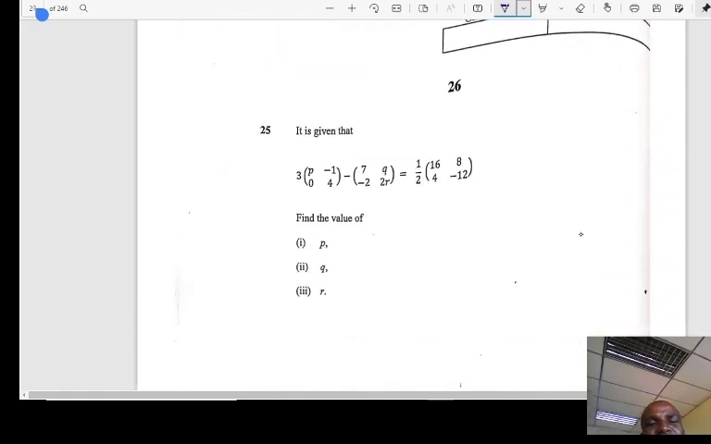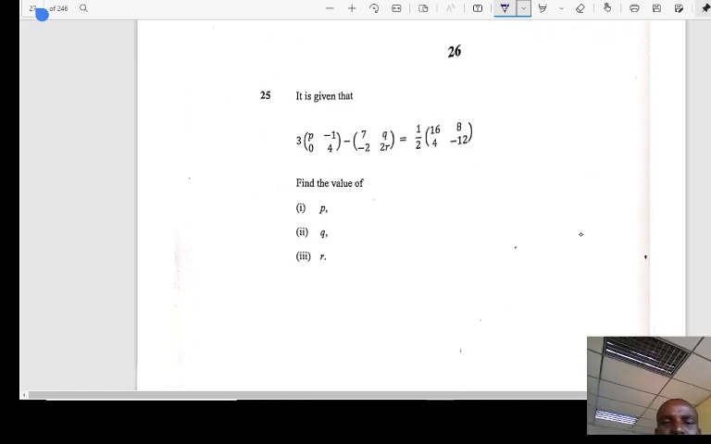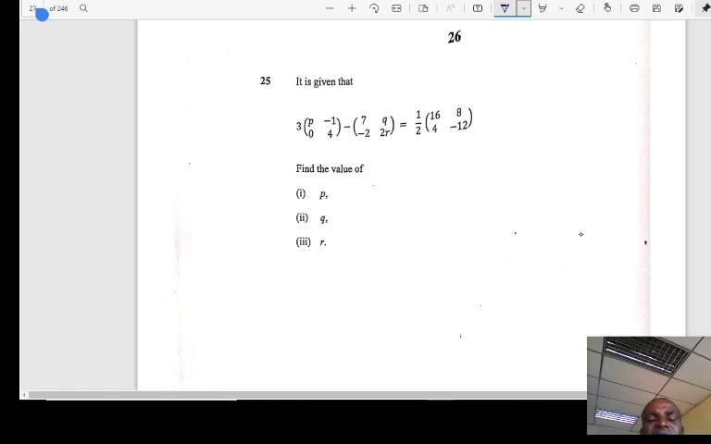Then question number 25. It is given that 3p minus 3p, so that's the vector, that's the matrix, you can see it on the screen. Find the value of p, q, and r. What you do here is express the left side as a single matrix and the right side as a single matrix. Then after that, you equate.